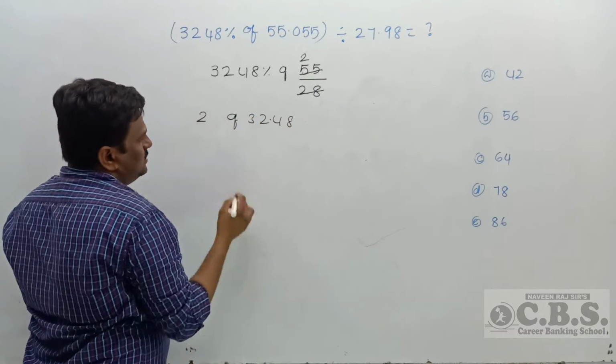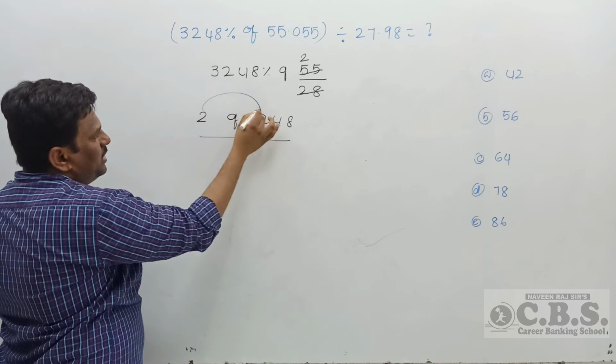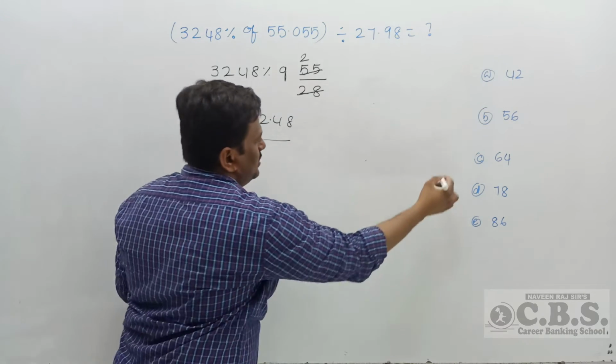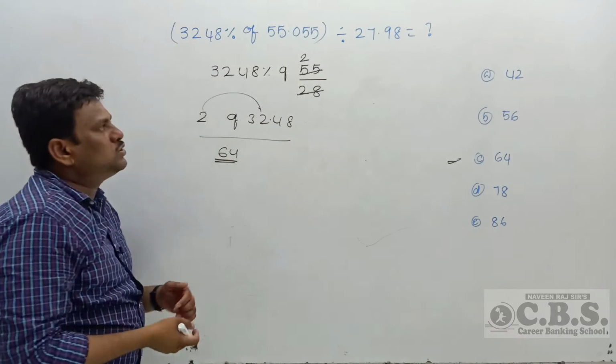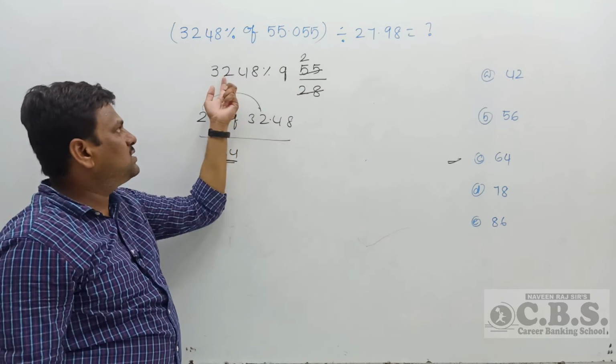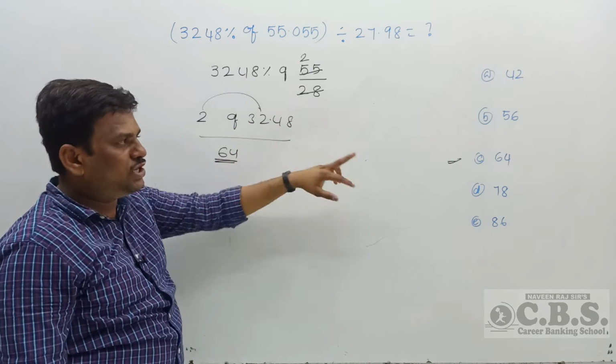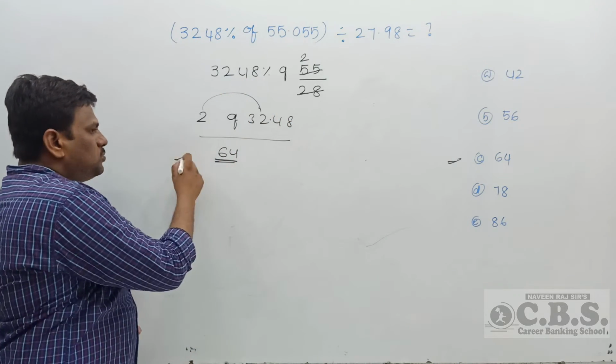Put 2 decimals. Okay, 32, how many times is it? 2 times, it is 64. So option C is the right answer. This is another process. Okay, so 28 2s are 56, 2% of this number, so take it as 33. So 33 2 times is 66, 66 is near to 64. Option C is the right answer.